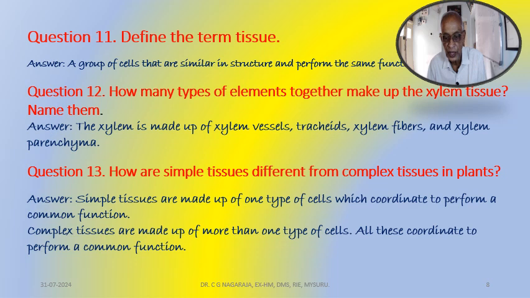Next question is, how many types of elements together make up xylem tissue? This is connected to plants.